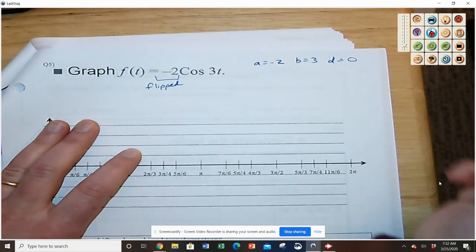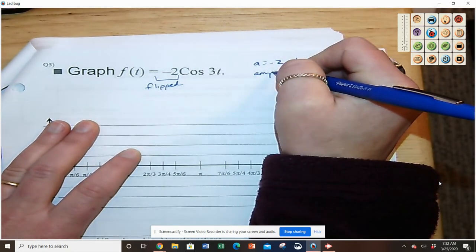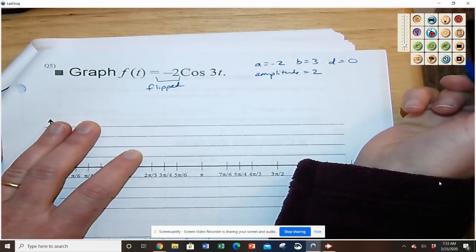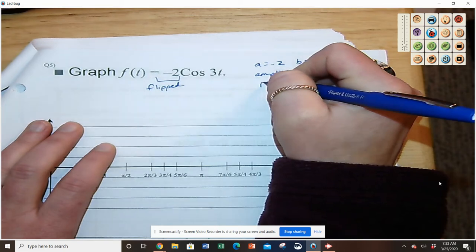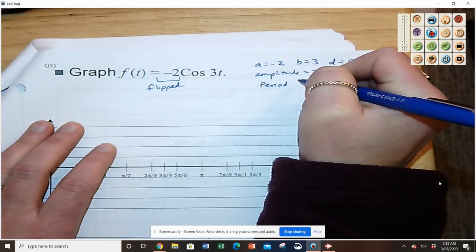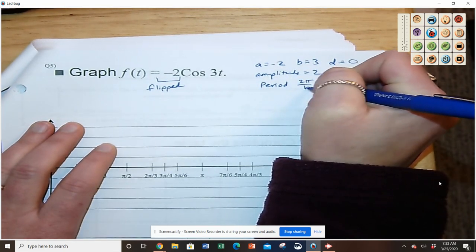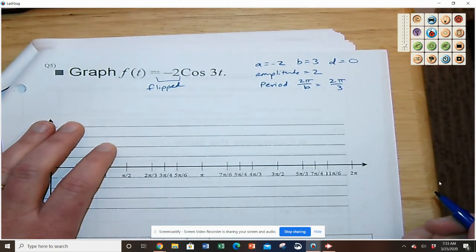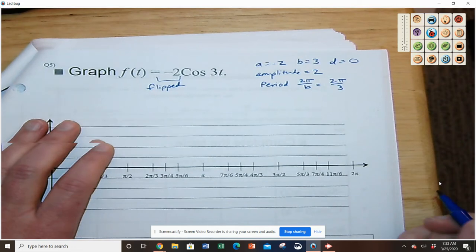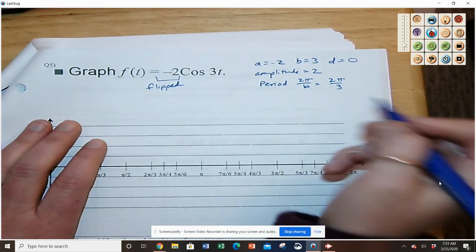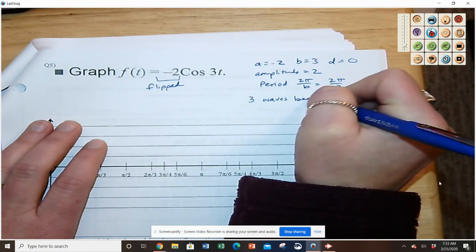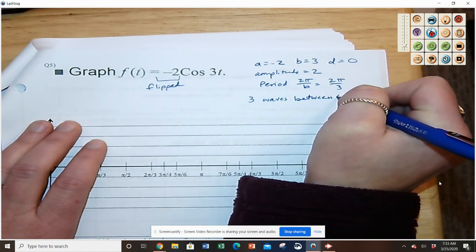But your amplitude, you're going to kind of go through that list that we just did. So the amplitude is 2. Your period is always going to be 2 pi over B. So that's going to be 2 pi over 3, which is a little bit unusual. Because B is 3, there are 3 waves between 0 and 2 pi.